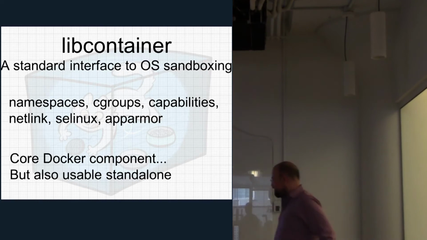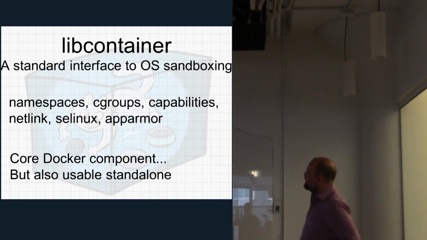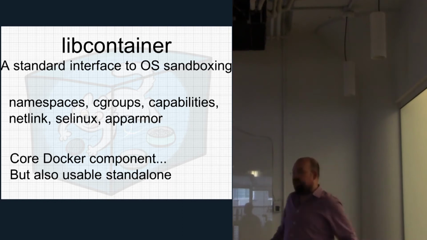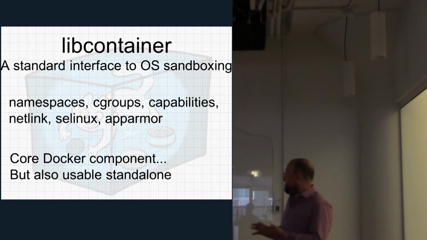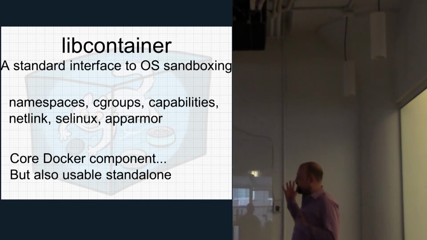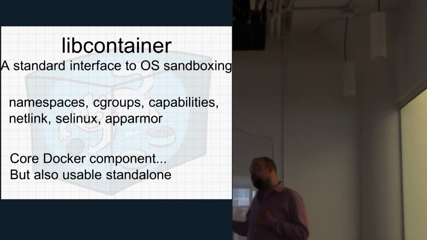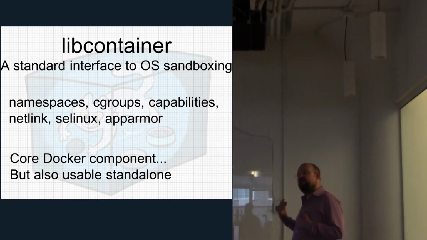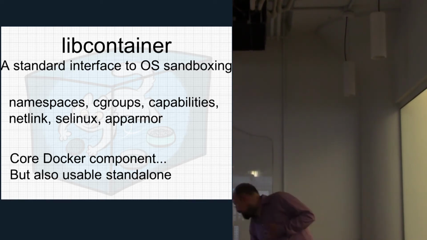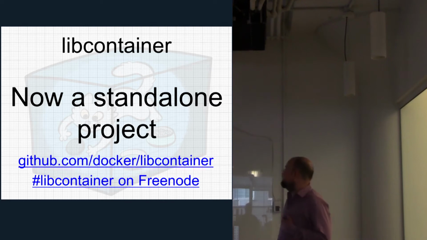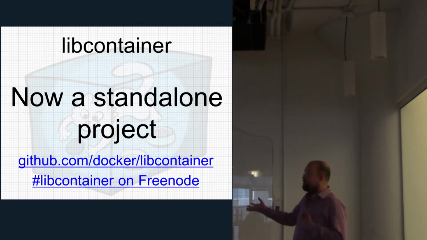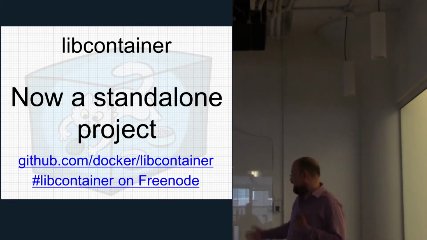But we had this format we called libcontainer, and libcontainer essentially is what we replaced LXC with, and it's basically a standard interface to operating system sandboxing. And it combines all of the capabilities we use, namespaces and C groups, lots of the stuff. And as part of the Docker 1.0 launch, we pulled it out of Docker Core, and we made it a separate project. And you can see it here. We embed libcontainer inside Docker, you still get it, but it's now a standalone project.